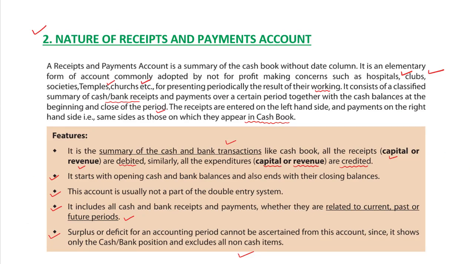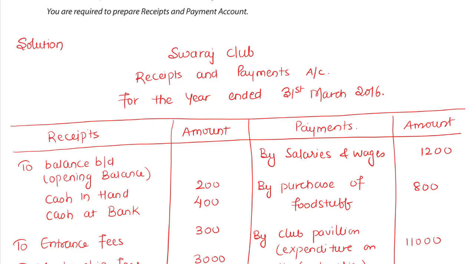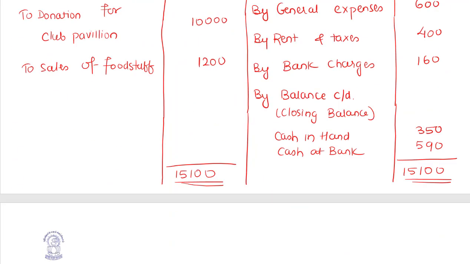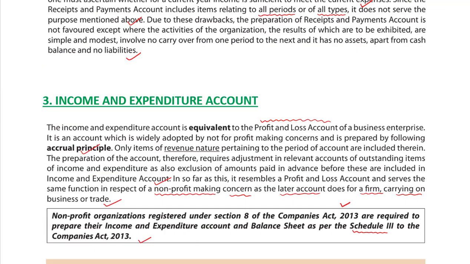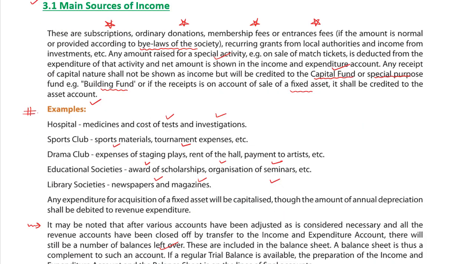We have understood the nature of receipts and payments account. What kind of receipts? It could be a capital receipt or a revenue receipt. Both are entered into the receipts and payment account. We have done an illustration on the basis of receipts and payment account. We have prepared Swaraj Club receipts and payment account. Then we shifted to the main sources of income.